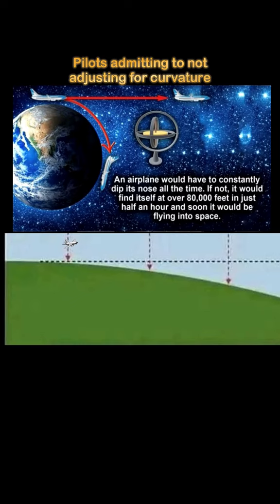If this plane was flying over a curved surface, it would have to change orientation and drop below horizontal relative to the ground to keep up with the curvature of the Earth. But all pilots admit they do not need to nose down, they do not need to adjust for curvature, simply because the curvature is not there.